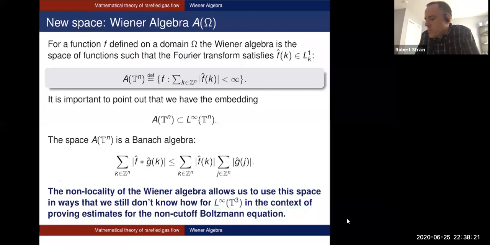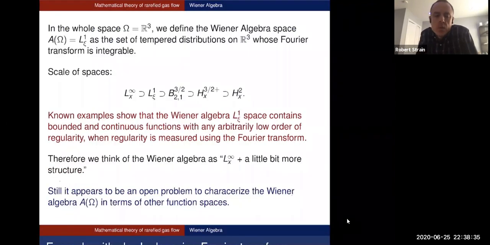And so the non-locality of the space, because you're taking the Fourier transform, helps to understand things. Okay, so since I'm talking about spaces and I'm telling you about a lot of historical results and the amount of regularity I have, I want to tell you where the space lives. A nice example of a domain to do that in is the whole space. So in the whole space, omega is R3.